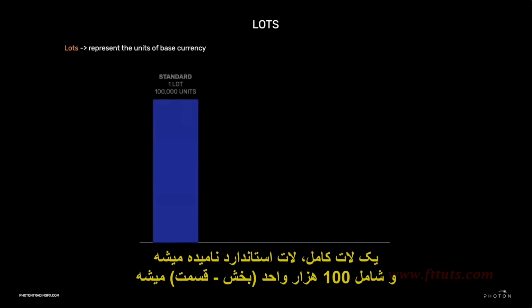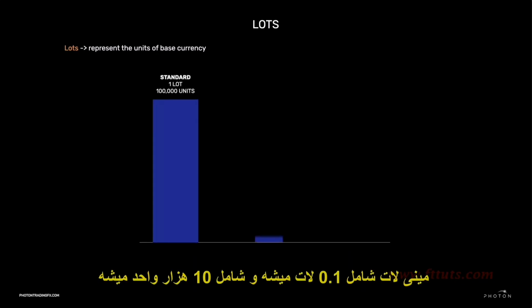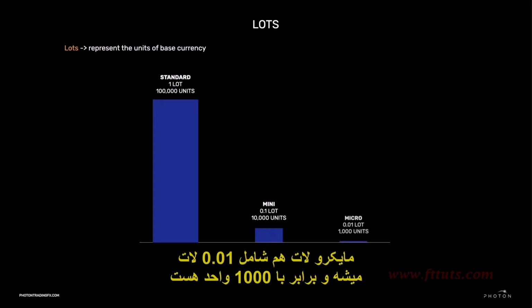So currencies are traded in specific amounts called lots, which represent the units of base currency. Now, most brokers show the quantity in lots, while some brokers now show the quantity in actual currency units. So you just need to check and get familiar with how the broker that you use displays and quotes that. Now, one whole lot is called a standard lot, and this is equal to 100,000 units. A mini lot is 0.1 lots and is equal to 10,000 units, and therefore a micro lot is 0.01 lots and is equal to just 1,000 units.